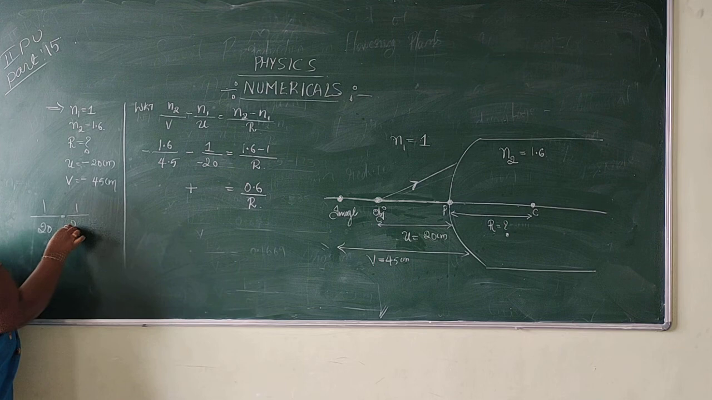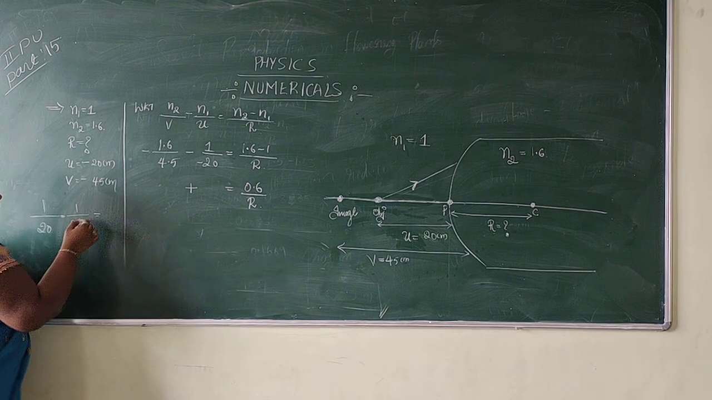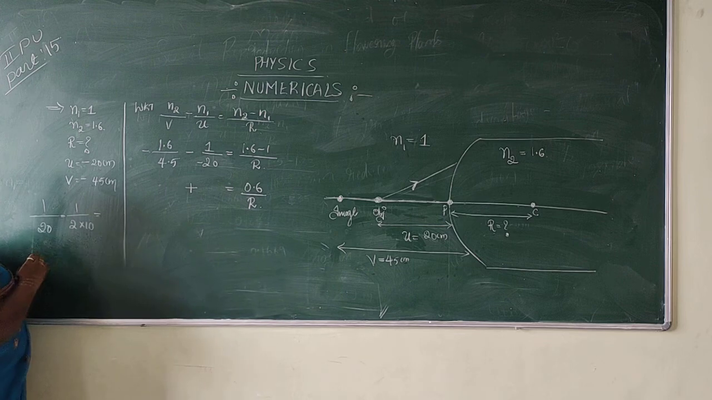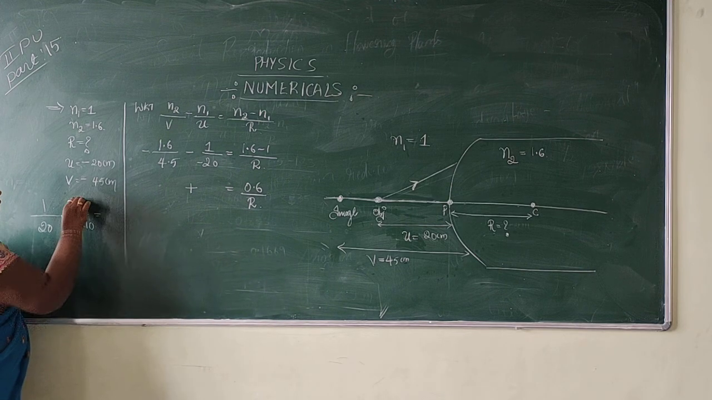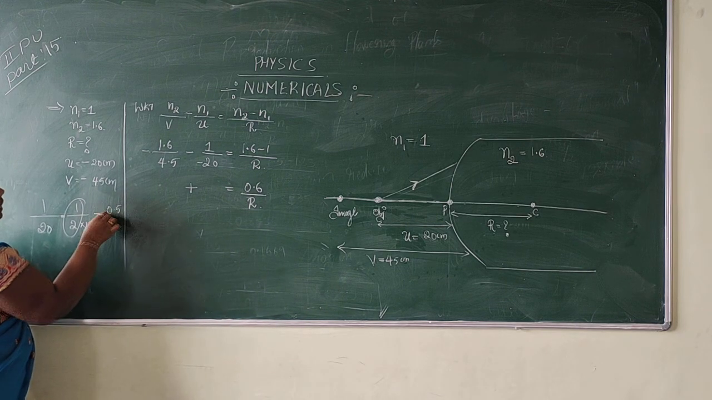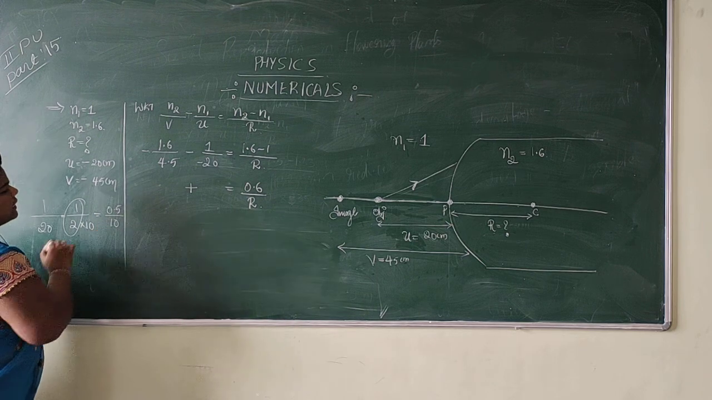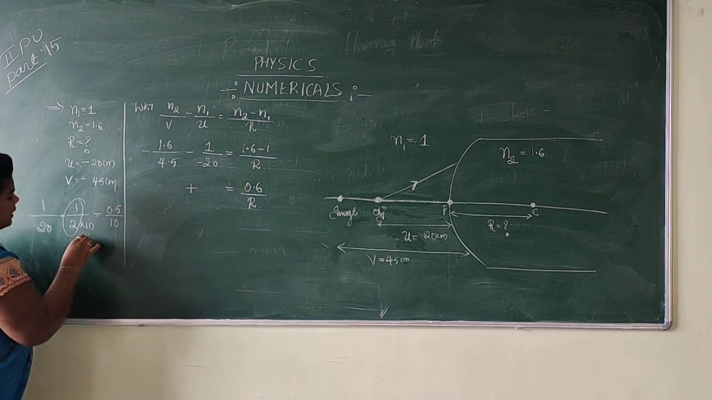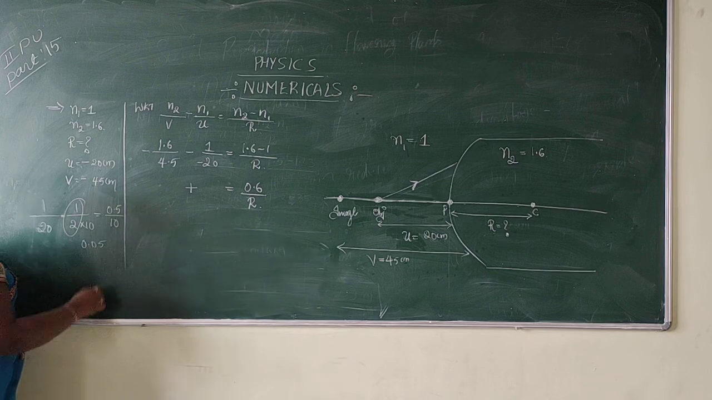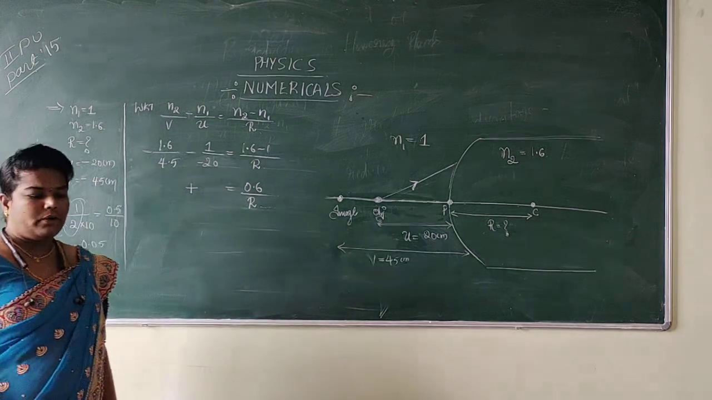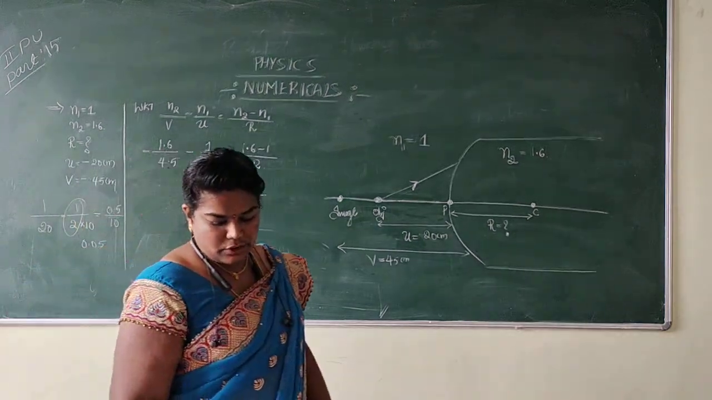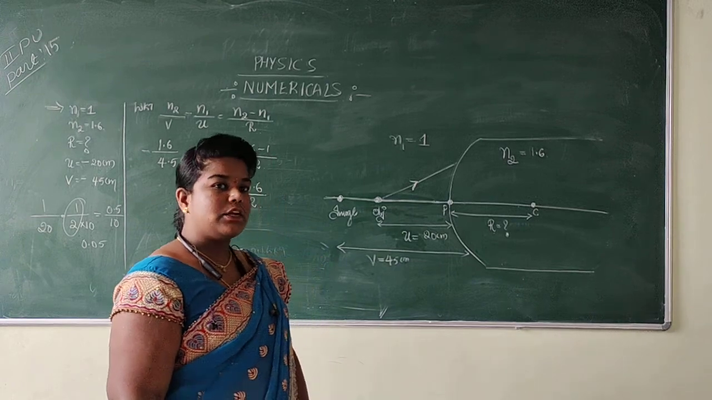1 by 2 into 10. Right? 20 can be written as 2 tens. 1 by 2 is 0.5. The denominator is 10. 0.5 by 10 is 0.05. So you will get 0.05.